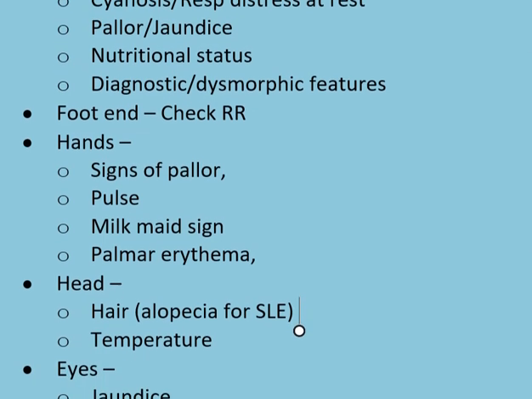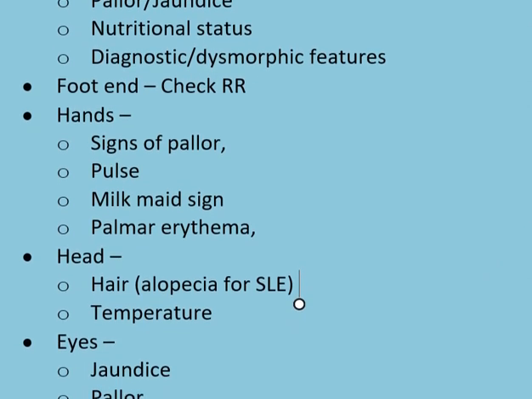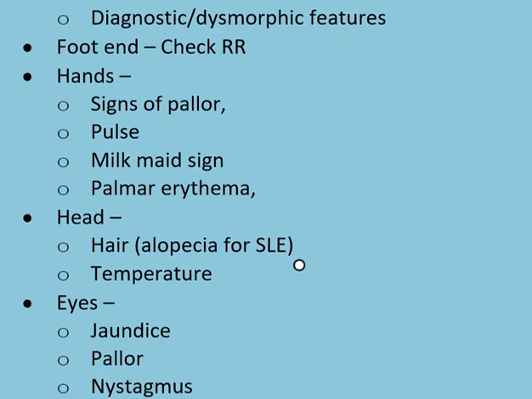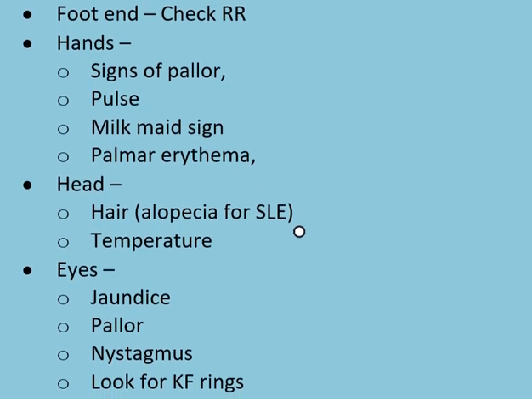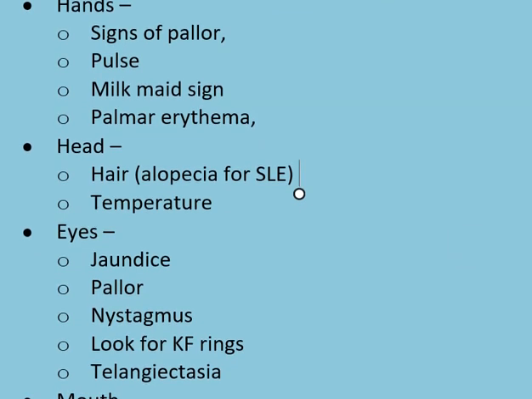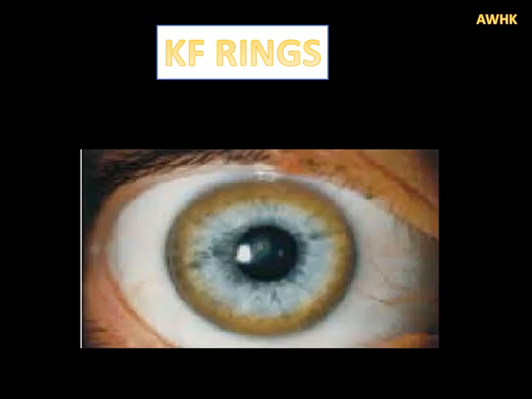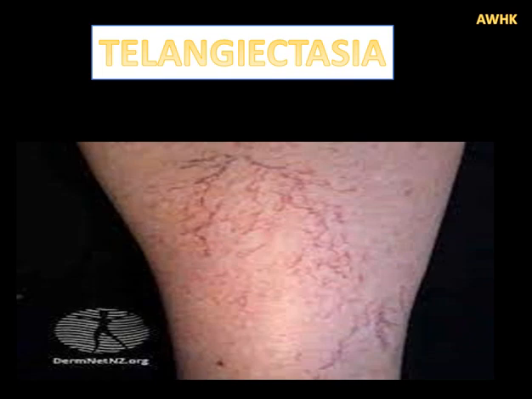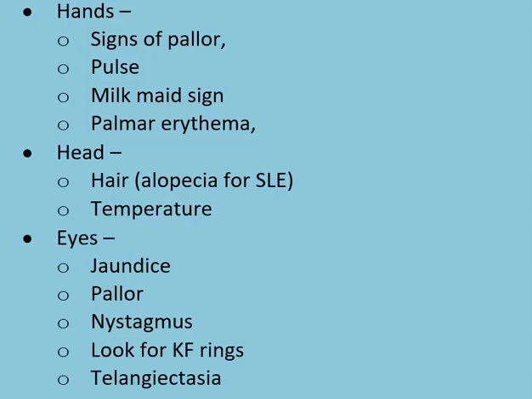After that, go for the head. See the alopecia for SLE, temperature, jaundice. Then in the eyes, see the jaundice, pallor, nystagmus. Look for the KF rings and telangiectasias. This is how the KF rings look like. This is how the telangiectasias may look like.